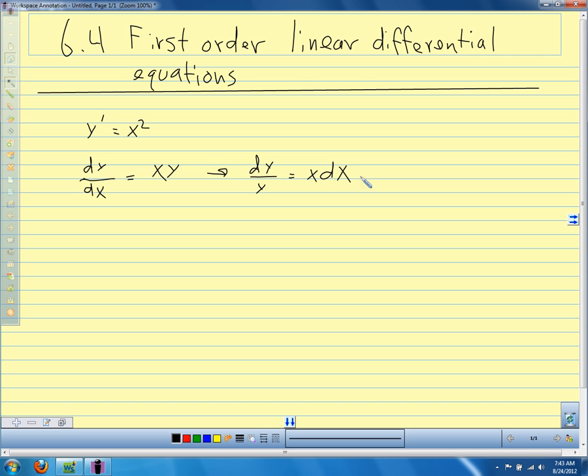So first order refers to the highest derivative. The highest derivative in our equation is going to be the first derivative. Linear means that the power, the exponent on the function or its derivatives, the highest power is 1. So it's a linear equation. We'll write a definition of a first order linear differential equation.